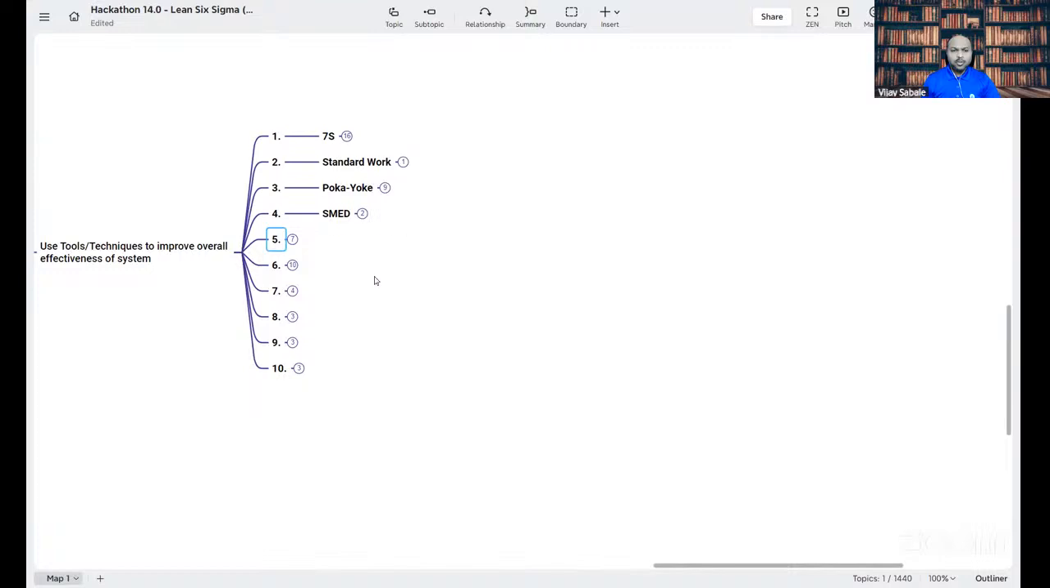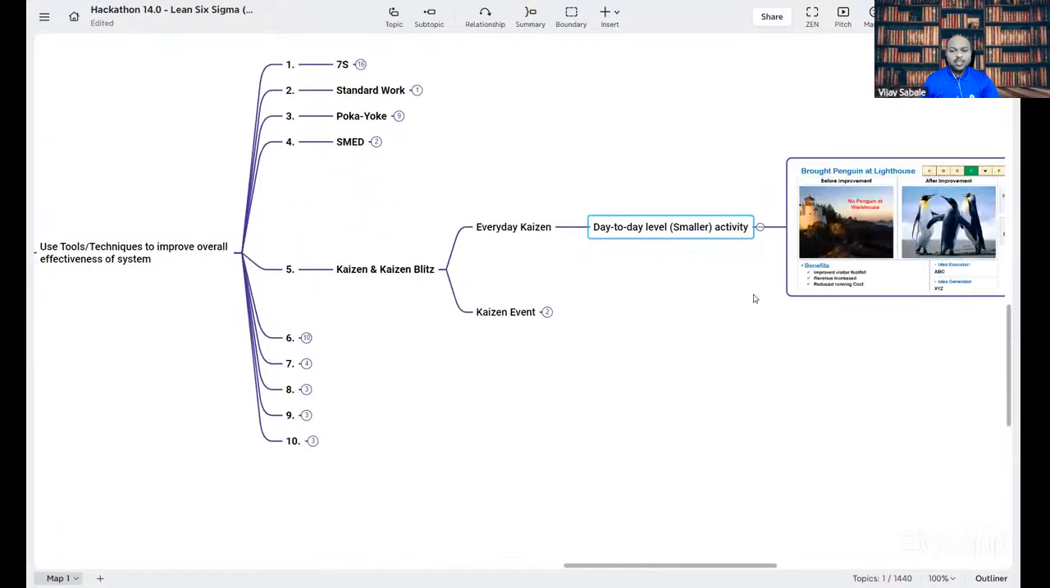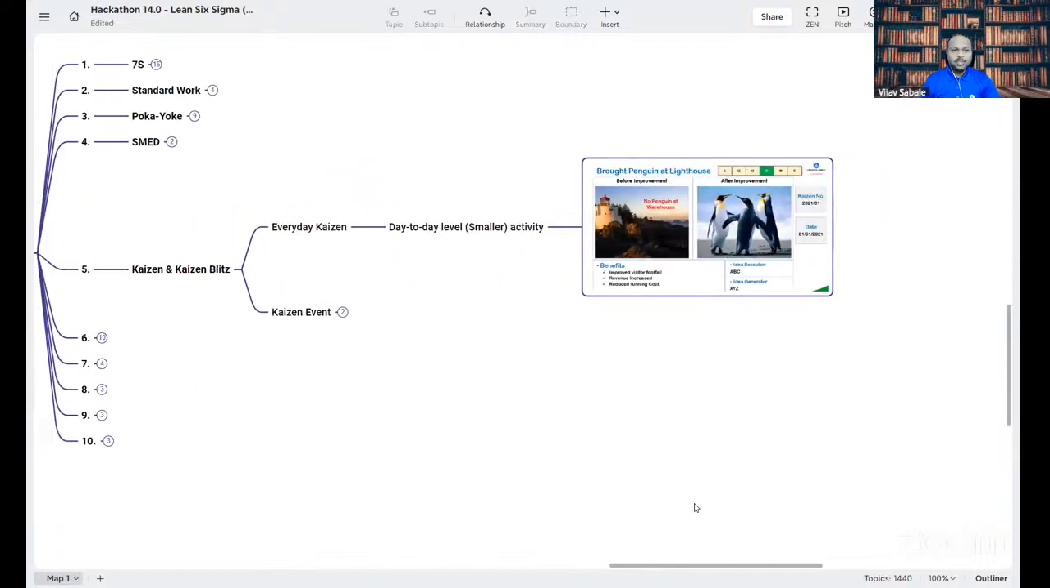Okay, so the next tool is the Kaizen and Kaizen Blitz. You can see there are two things here. We can also call it everyday Kaizen and Kaizen event for more simplicity. Everyday Kaizen is a smaller activity that any individual or a group of 2 or 3 people can execute. So there's a small improvement, and once you do these small improvements, there will be small benefits, and that will result in benefits to the organization as well.